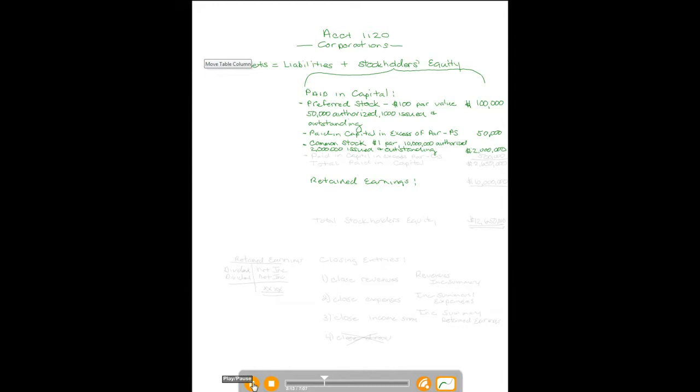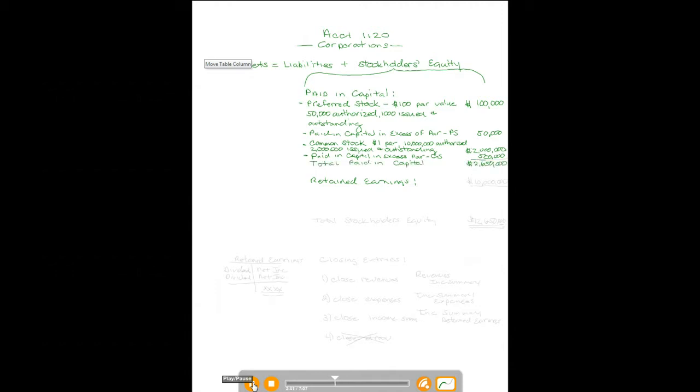Next comes my common stock. $1 par value, 10 million shares were authorized by my corporate charter, and 2 million have currently been issued and they're still outstanding. And I would have 2 million times $1 par value in there as a result of that transaction. The next line says I have paid-in capital in excess of par from common stock transactions of 500,000. Now you know that I've sold my common stock for 2,500,000. 2 million of par, 500,000 above and beyond par.